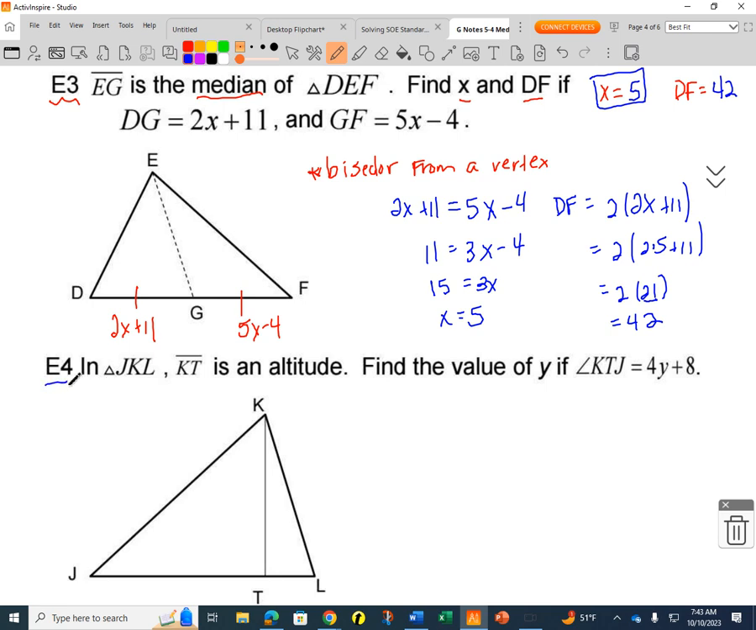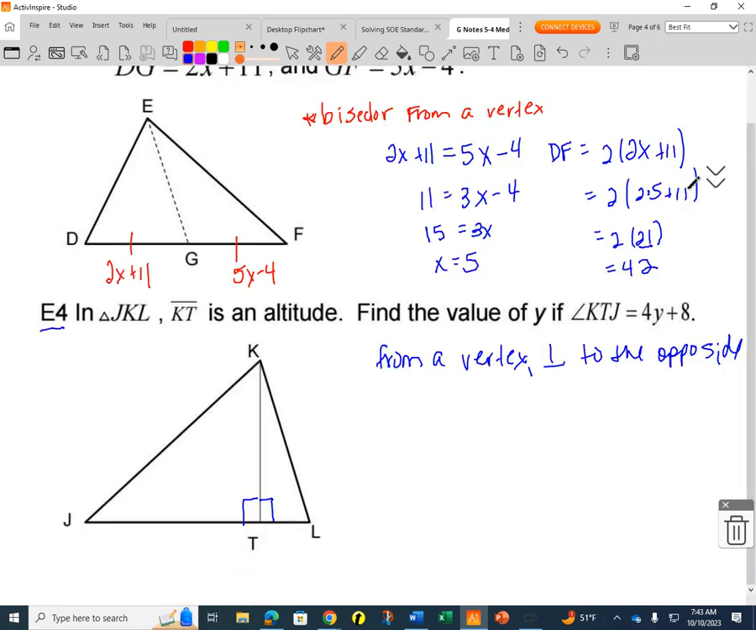An example: JKL, KT is an altitude. So it's not a bisector. An altitude is from a vertex perpendicular to the opposite side. Not a bisector, but perpendicular means we create these two right angles where it meets this side.